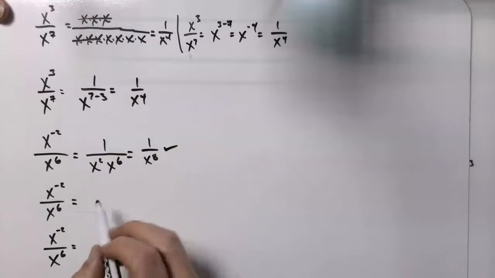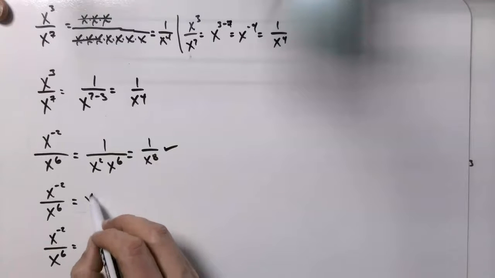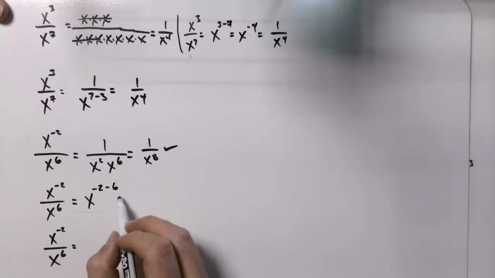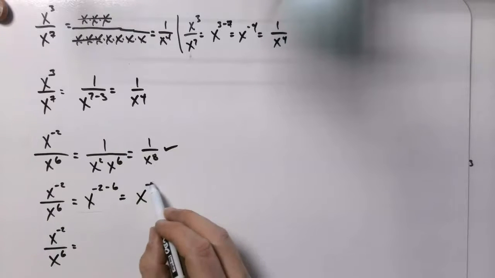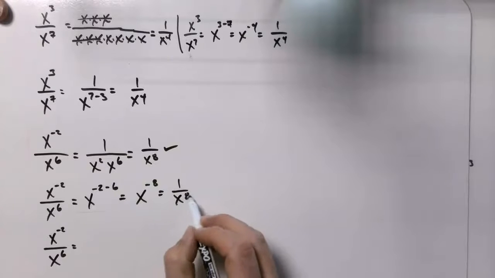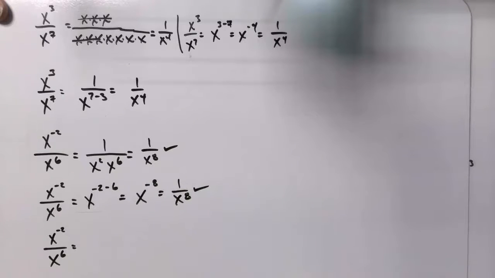But maybe you look at this one and you say, I'm following the rule, and I'm going to say this is x to the negative 2 minus, and you say minus 6. And then you say, well, that's x to the negative 8. And then you say I have to move that back down, 1 over x to the 8th. Totally legit way to go. But there's even a third way. What if you said, oh, it's bigger on the bottom? Look at this. This is kind of funny. You can say bigger on the bottom. That's going to be 1 over the x to the 6th minus negative 2. And that's going to give you 1 over x to the 8th.